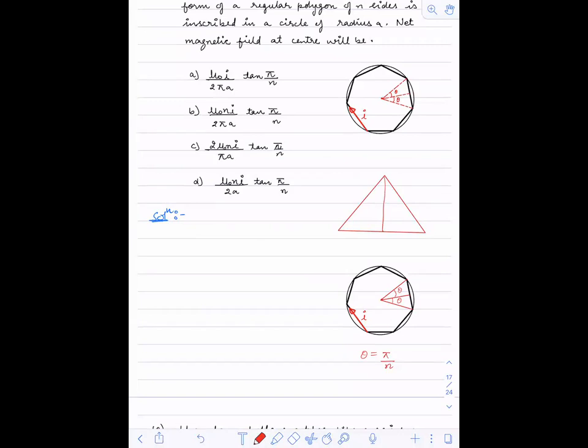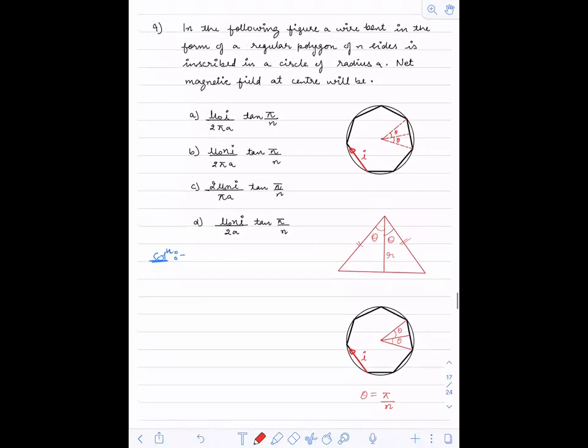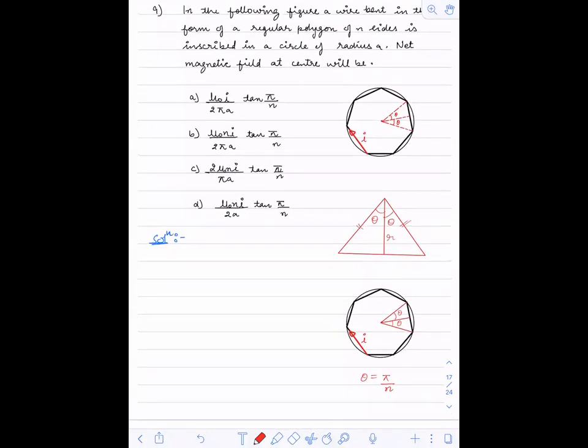This is perpendicular, theta, and if you can see, this side and this side will be the same. And this is R, which we have to calculate. Now, if this is given as a regular polygon of n sides, the radius is given as a. So this is a. So what will be the value of R?